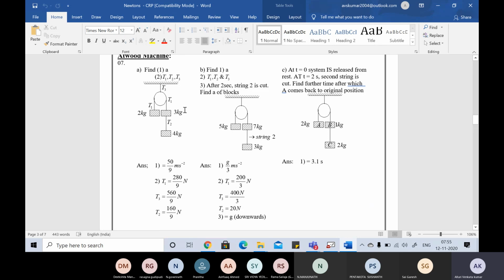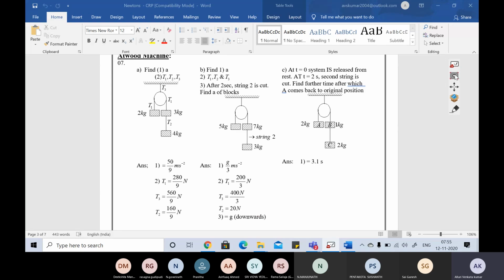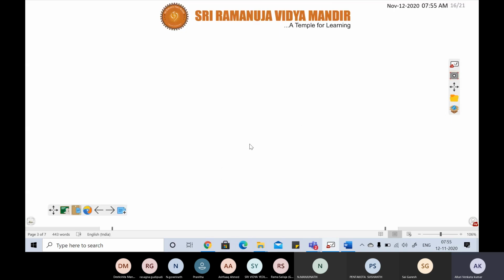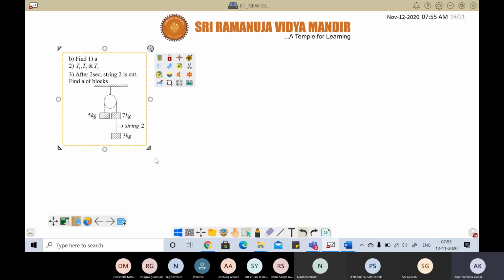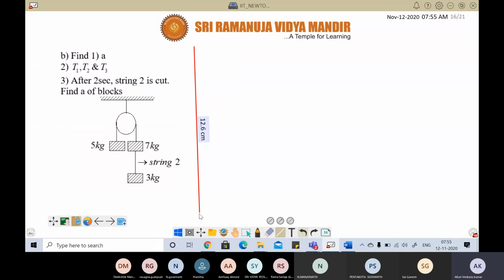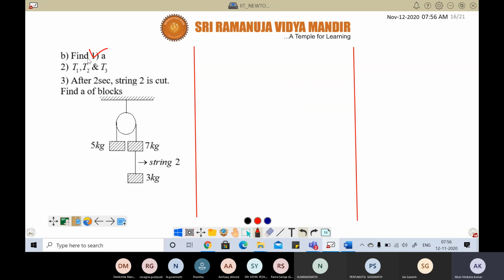Next, second question, that is the B part. Find the acceleration, T1, T2, T3. After 2 seconds, string 2 is cut. Find the acceleration of blocks. As far as the first part is considered, suppose let us say, now see here, as far as the first part is considered, directly you can tell what is the answer.